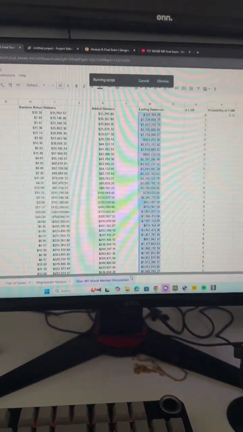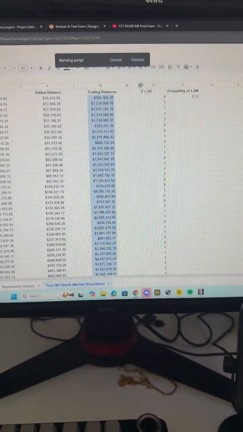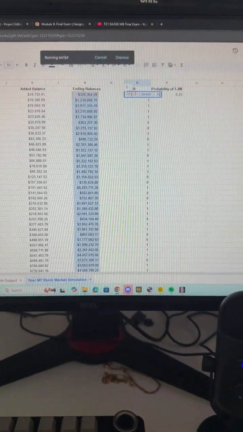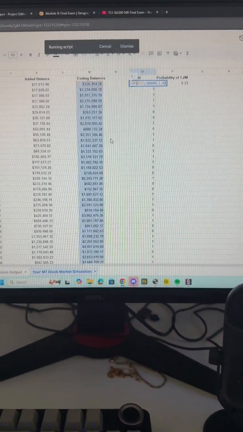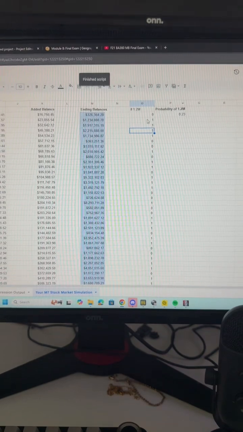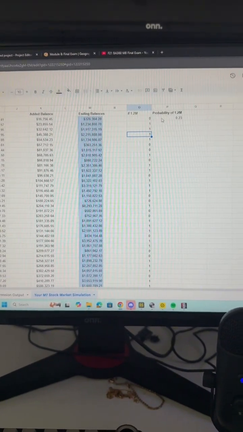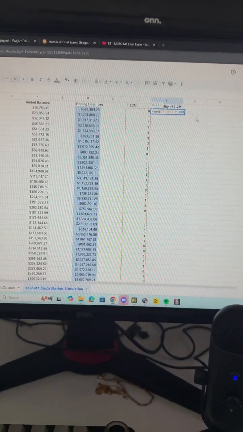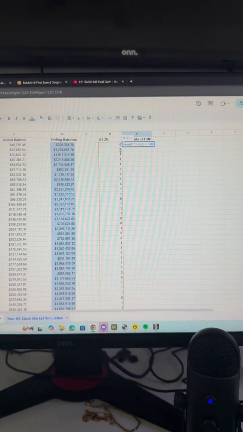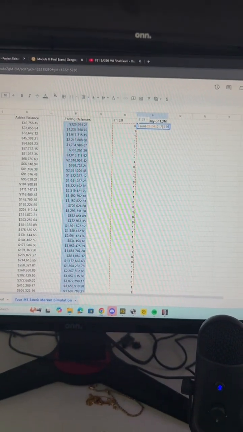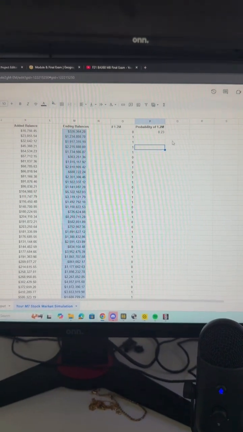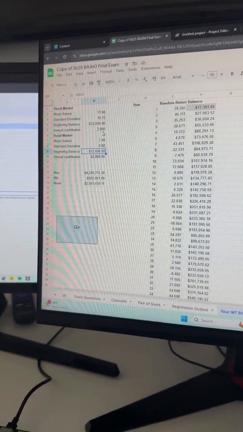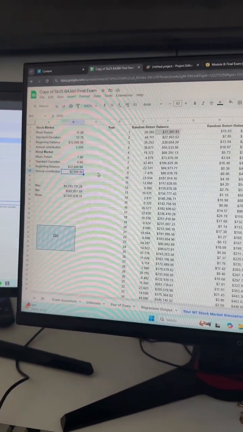But if I come over here to find the probability, I have an if statement: if we have 1.2 million out of the ending balance, it'll output a 1. In this column, we take the output of 1s, add them together, and divide them by 100, because I'm running this 100 times to find the probability of getting 1.2 million, which, as you can see here, is 0.23, given that our beginning balance is 12,000 and our annual contributions are 2,000.